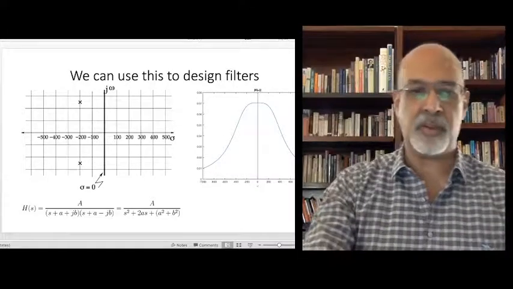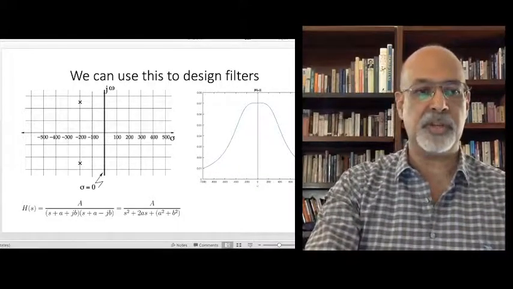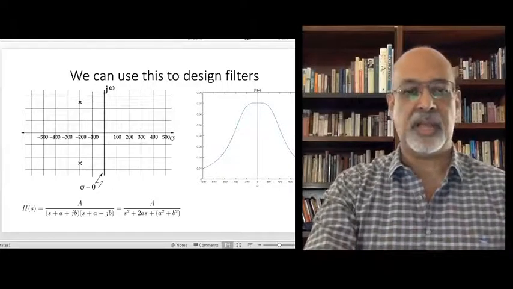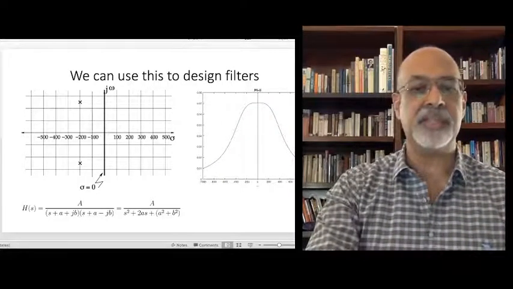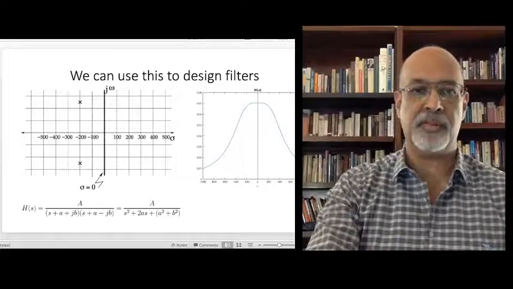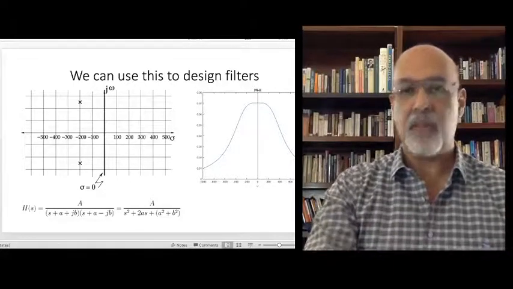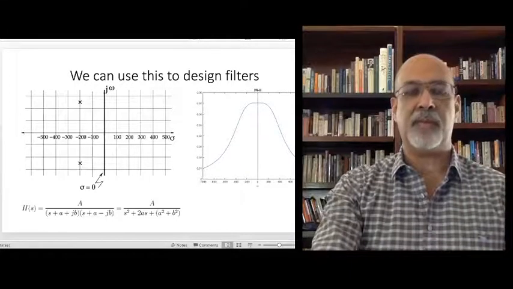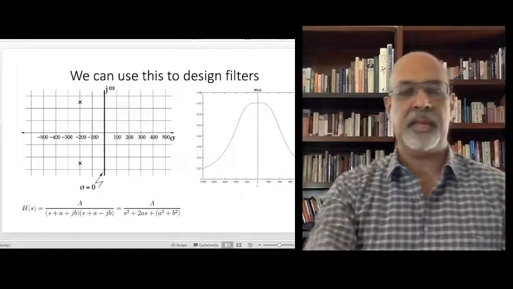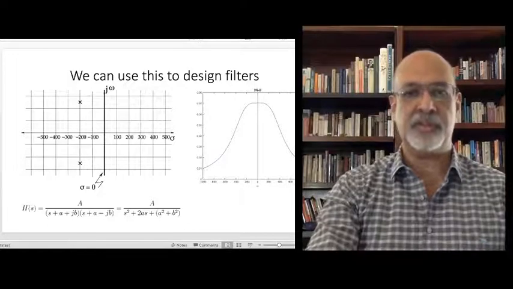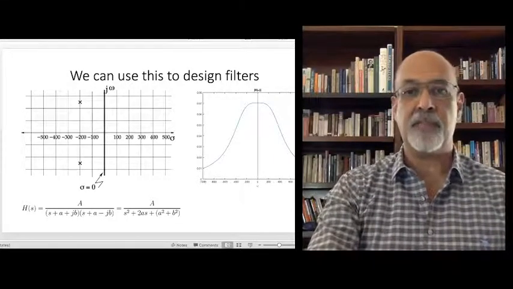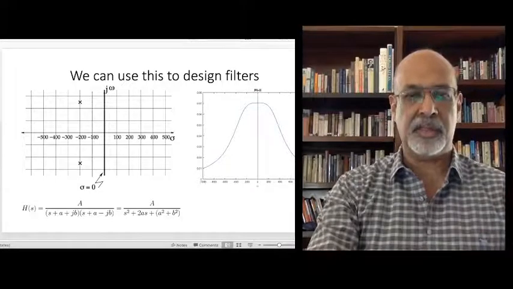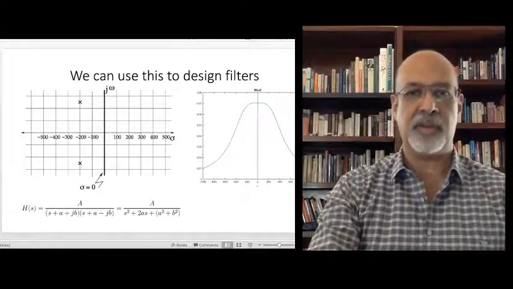Now, suppose I didn't want to broaden out the peak. Suppose I just wanted to block one of the frequencies. Say I wanted to block the DC component of the signal, right? So the way I can block the DC component is I can put a 0 at omega equals 0, because remember that the transfer function goes to 0 at the zeros. So if I put a 0 at omega equals 0, then the function will go to 0 at that point.